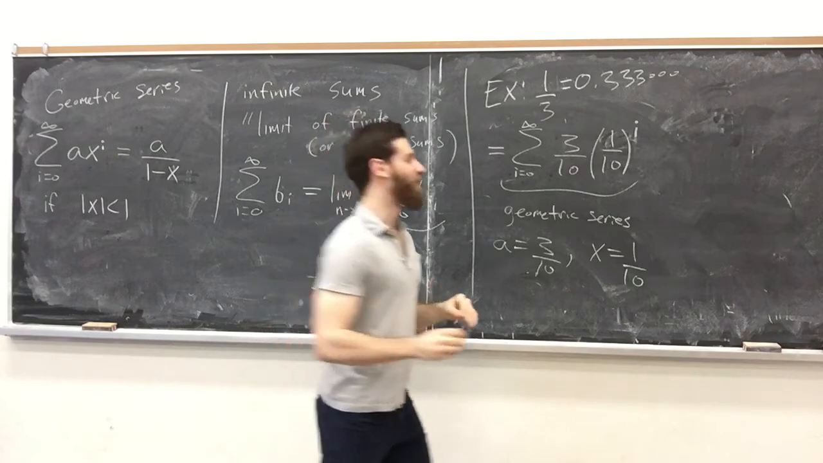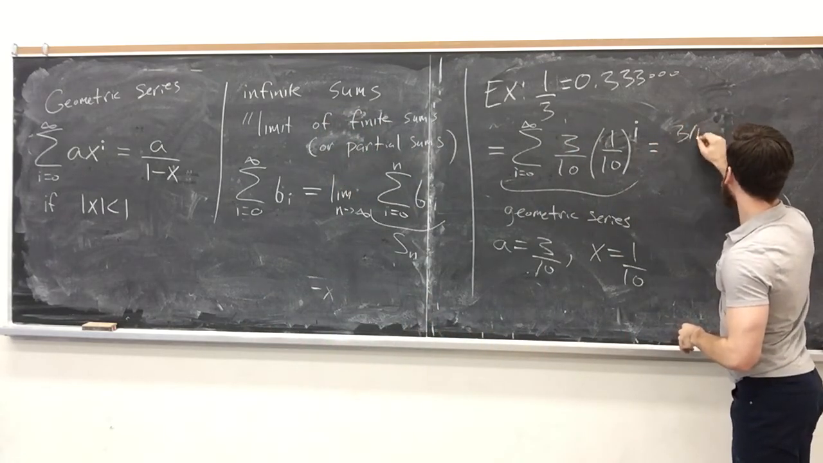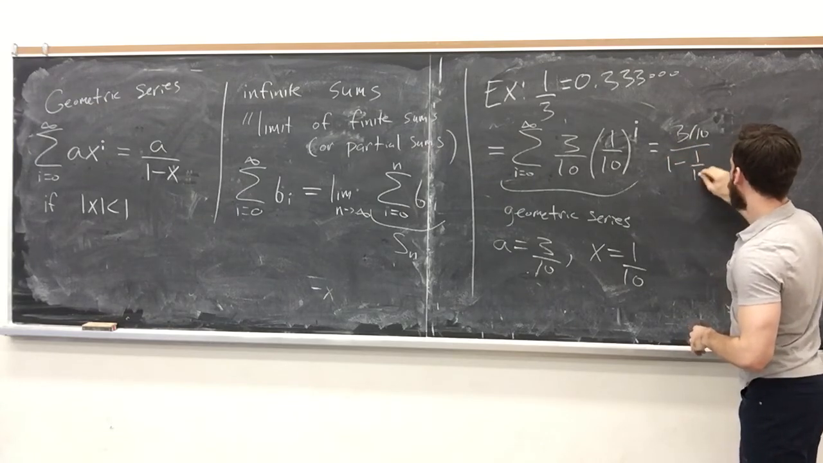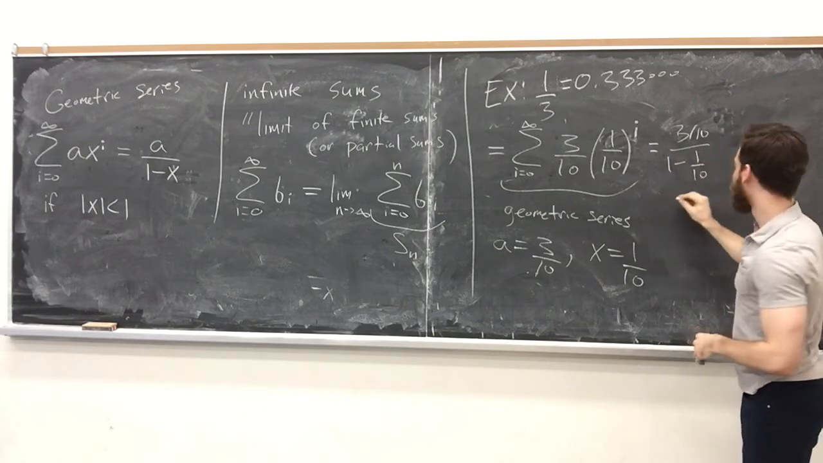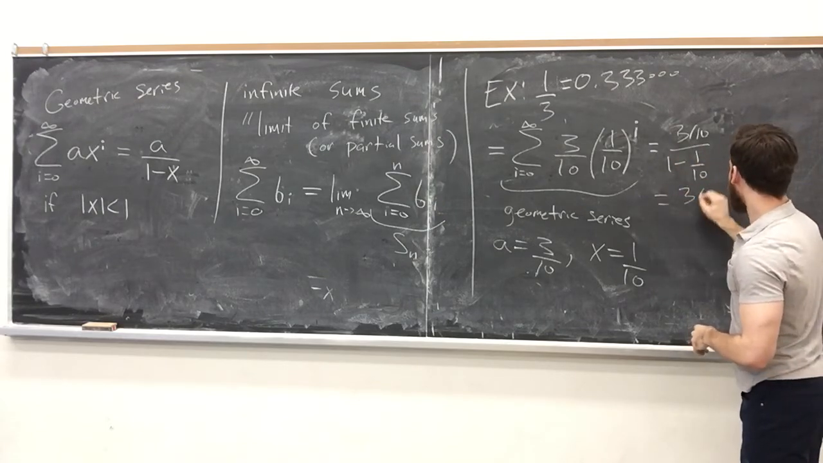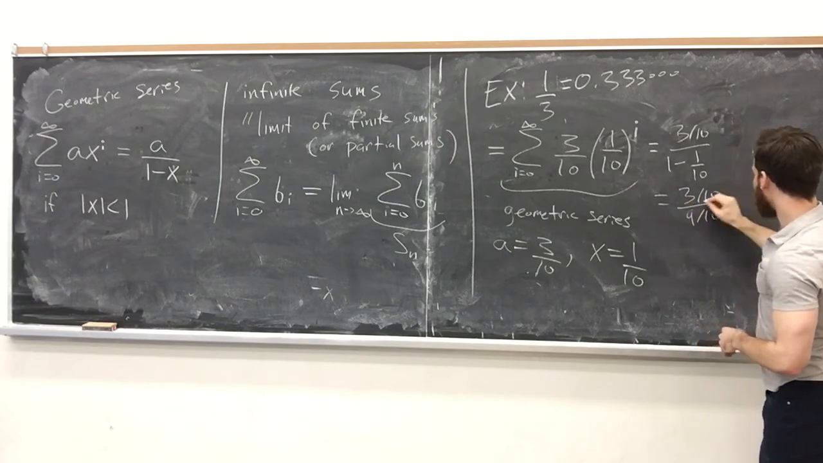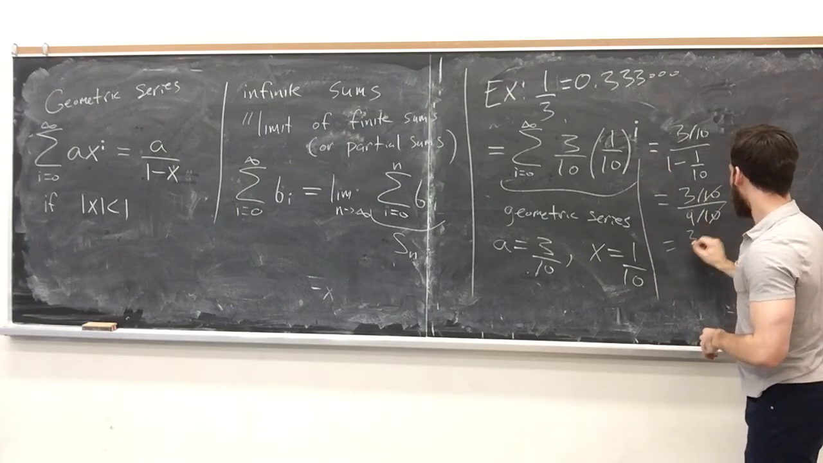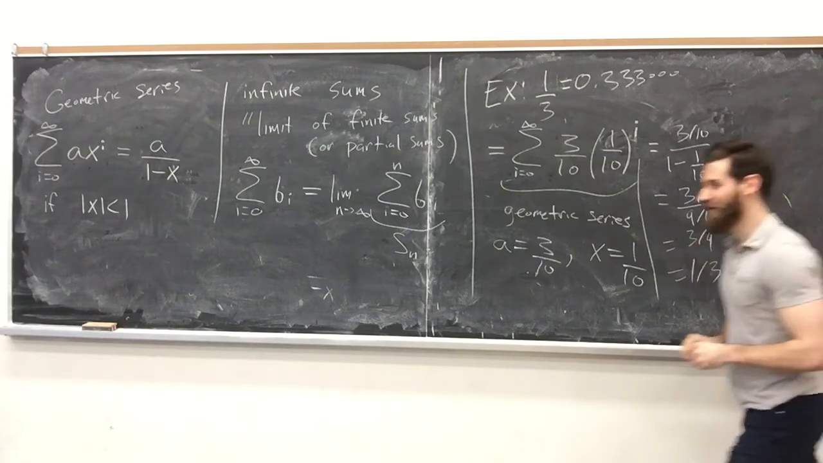So now let's do that. Using the formula, we get that this is equal to 3 over 10 over 1 minus 1 over 10. Now this is equal to 3 over 10 divided by 9 over 10. The 10's cancel, so this is 3 over 9, which is equal to 1 over 3. So it works.